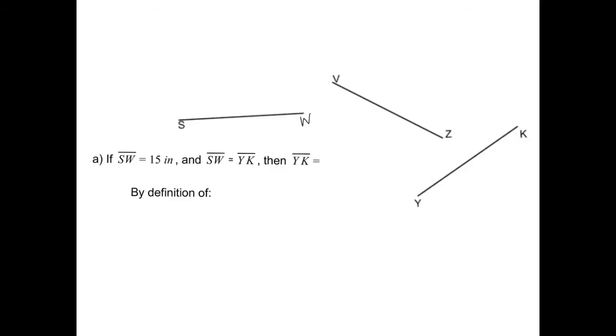So in this example, we are told that SW is a length of 15 inches. So I'm going to label SW as 15 inches. I know that SW is congruent to YK. So SW, I make a little congruency tick mark, is congruent to YK, which means that this is also 15 inches over here. And I guess that kind of answers the question.